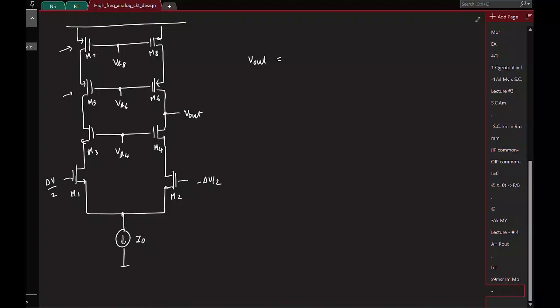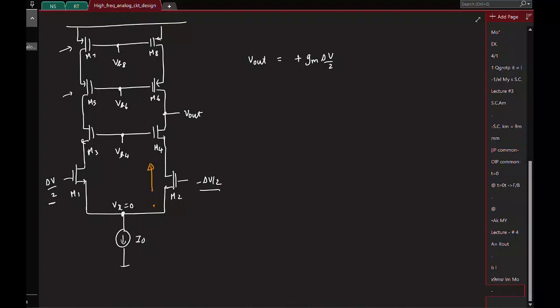First of all, this is a completely symmetrical circuit. I apply plus delta V by 2 here, minus delta V by 2 here. What about this common source node? That will be 0. So what is the incremental current flowing here? Minus GM delta V by 2. So the current flowing up is basically the opposite of that. So you look at this guy, this is going to be plus.